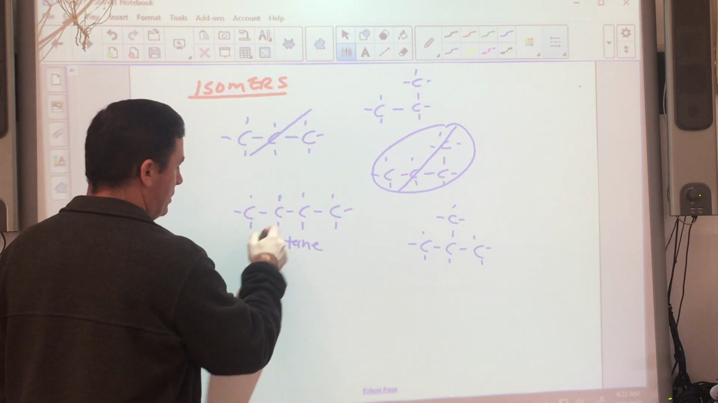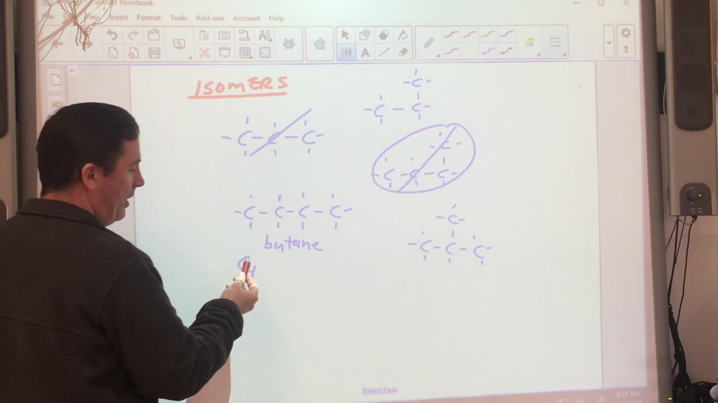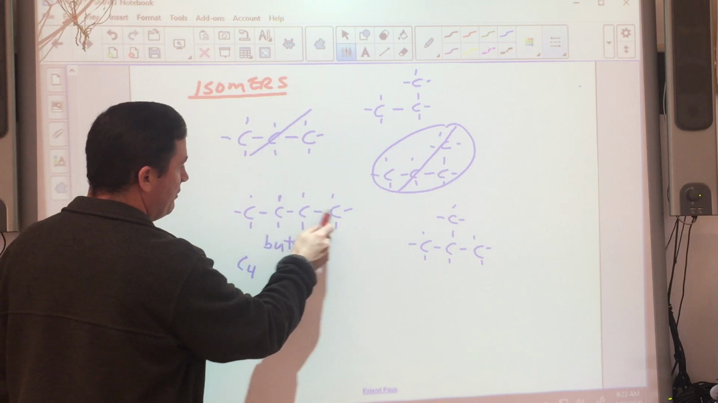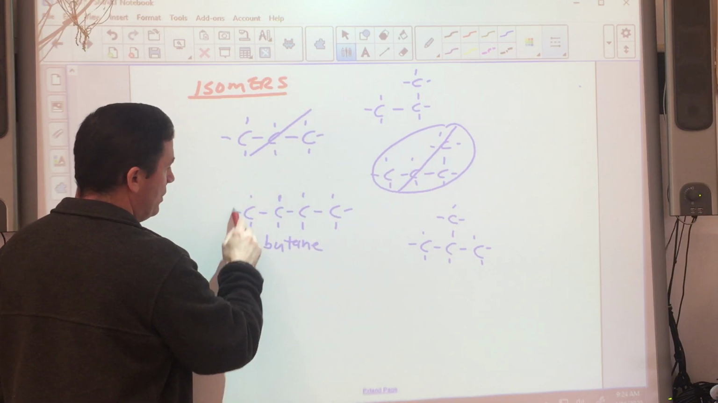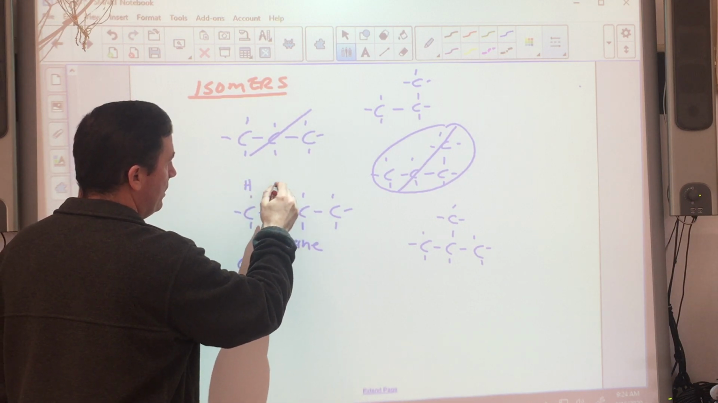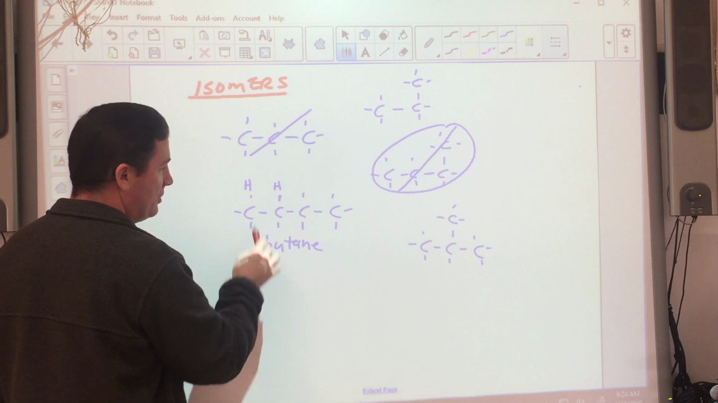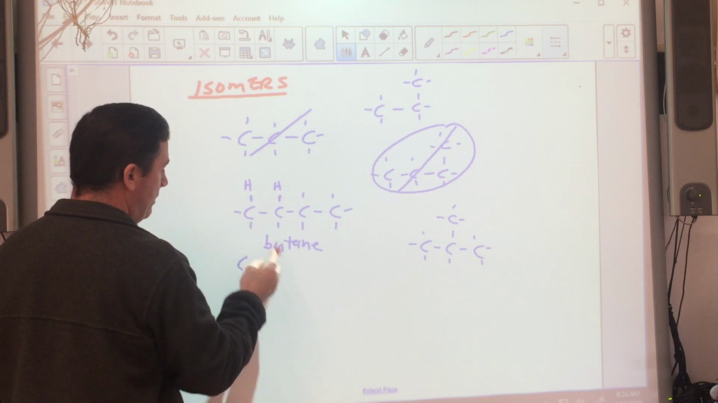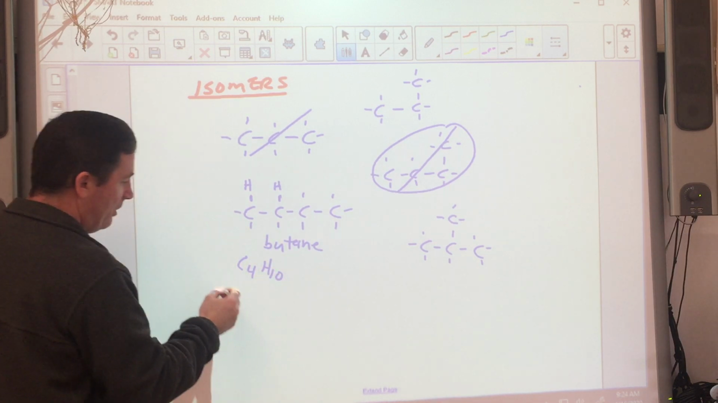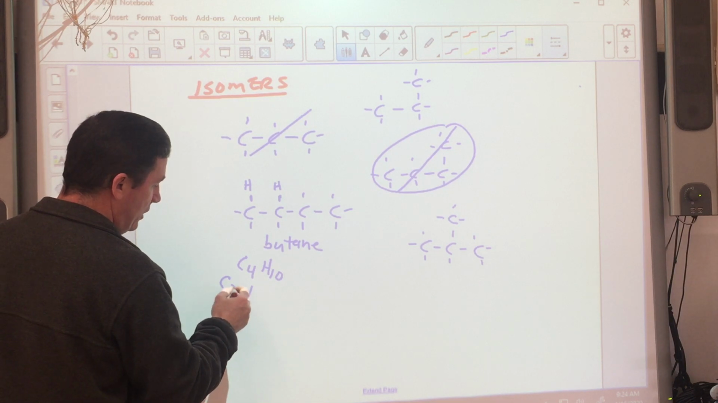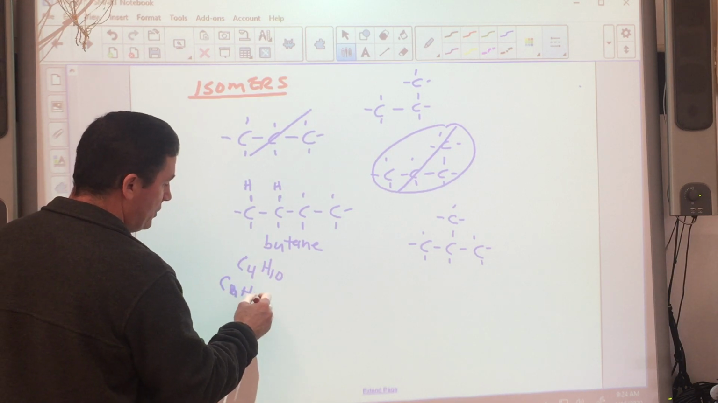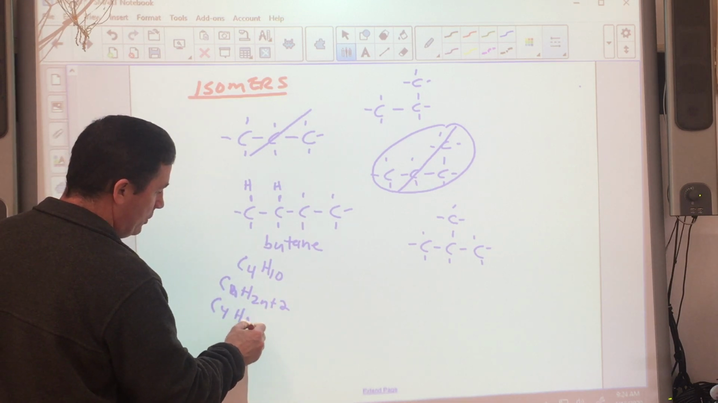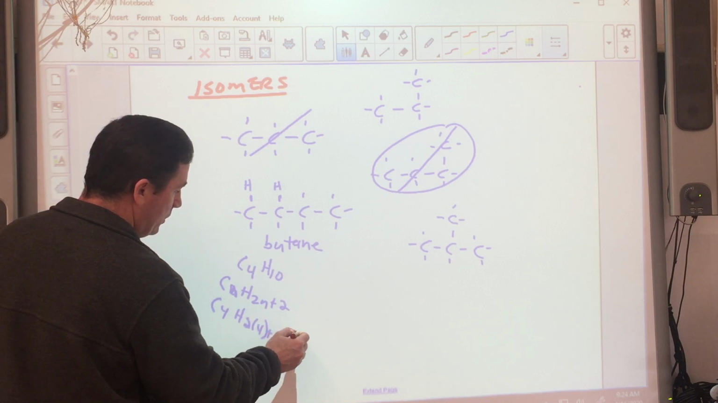So let's count how many atoms of each kind are in this. There are 4 carbons, C4, and remember that each of these lines would be ending with an H, but in shorthand we just put the lines. So we've got H 1, 2, 3, 4, 5, 6, 7, 8, 9, 10. H10. This is an alkane because it's CnH2n+2. C4, H: 2 times 4 plus 2 equals 10.